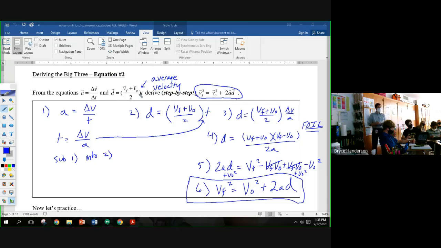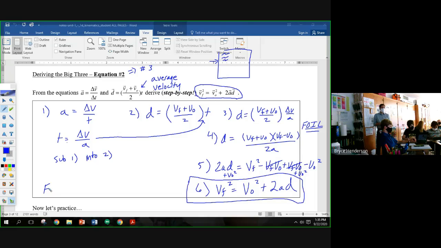We call this equation 2 because it's the second one we're deriving, but in reality, on our formula chart, this is actually equation number 3. So of our big 3, remember in the top left that we looked at of our formula chart, 1, 2, 3, this is actually the 3rd one. So be careful on that.